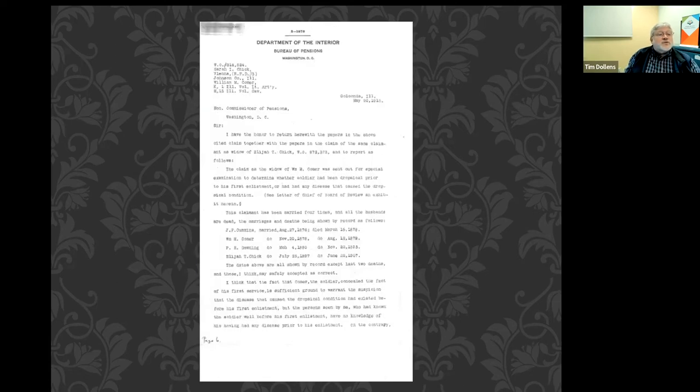Here's a letter that was written by Sarah Chick, who was writing to the pensions office in regards to her claim. And right here, if you look down in the middle, it says this claimant has been married 4 times and all husbands are dead. The marriages and deaths being shown by record as follows.